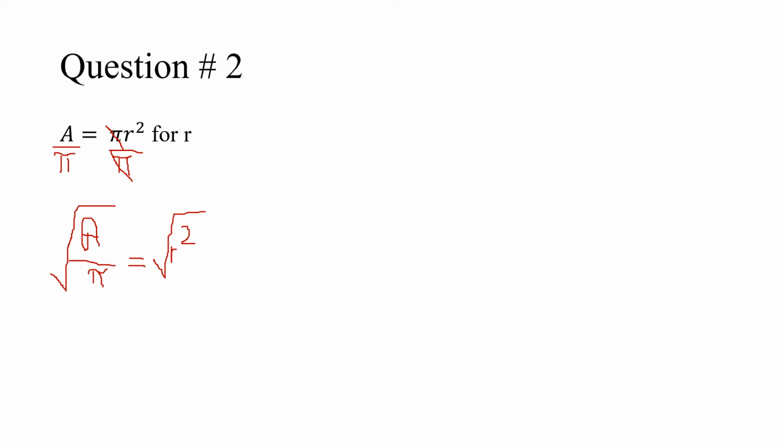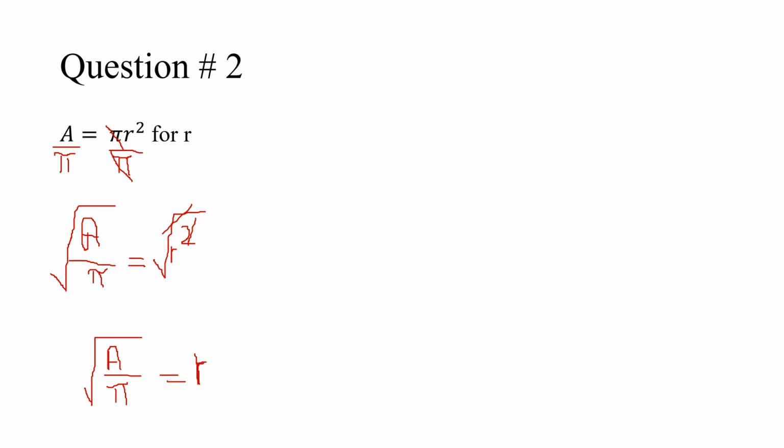So here, remember that this square root cancels this square, and that leaves us with the square root of a over pi is equal to r. And that's my answer there. As I said, normally I prefer to put the r on the other side and this on the other side. But let's leave it like that, just to appreciate that there are many ways in which you could show this. And that gives us the answer.